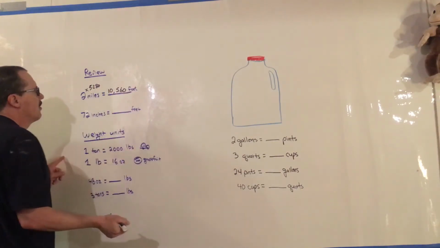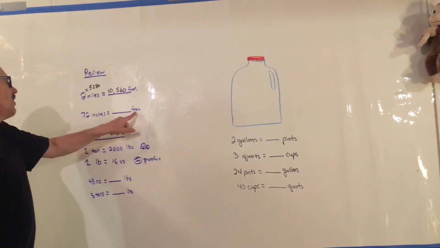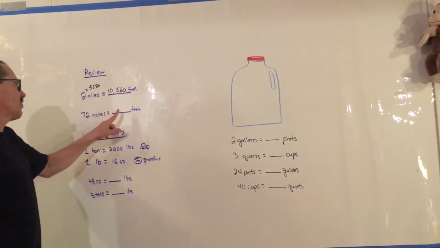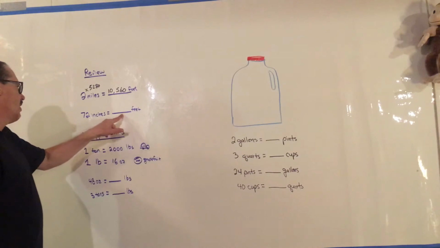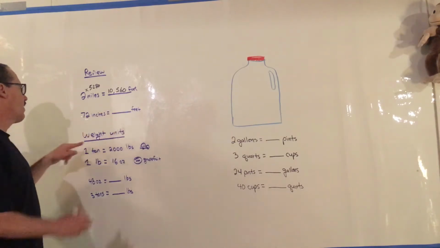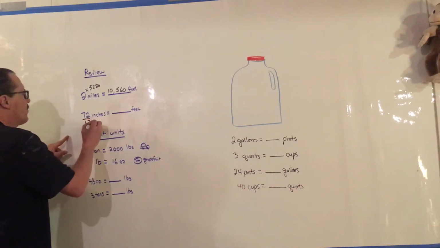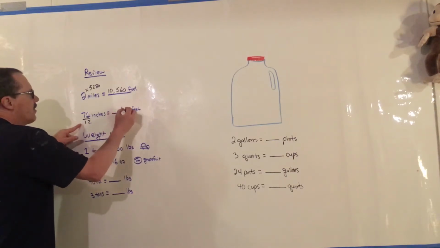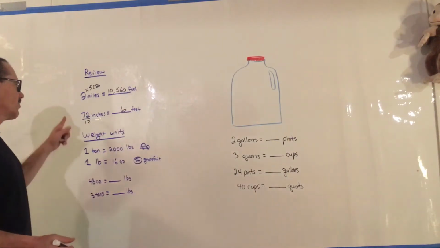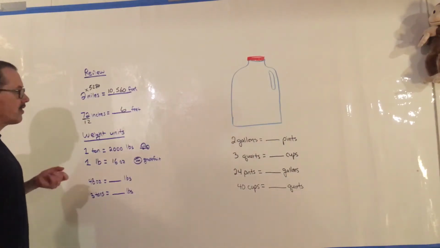10,560 feet. 72 inches to the feet. Now feet are bigger than inches, which is going to make this number smaller. And I know that it takes 12 inches to make a foot, so I'm going to divide by 12. 72 divided by 12 is 6, and I'm done. So that's a little bit of review. Okay, new stuff for today.